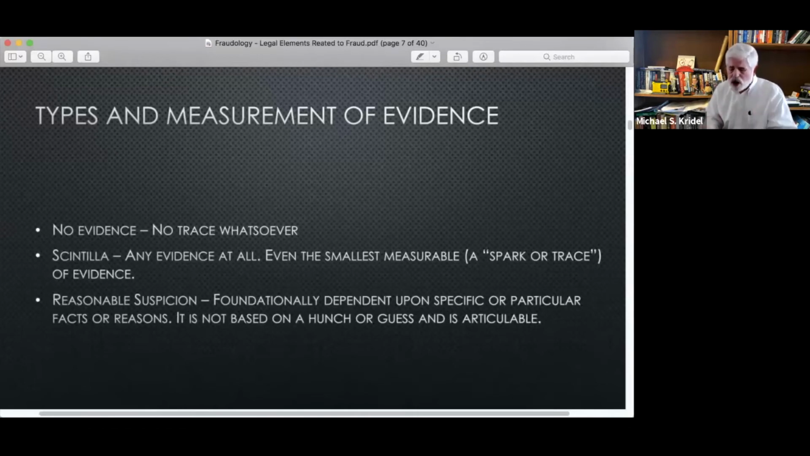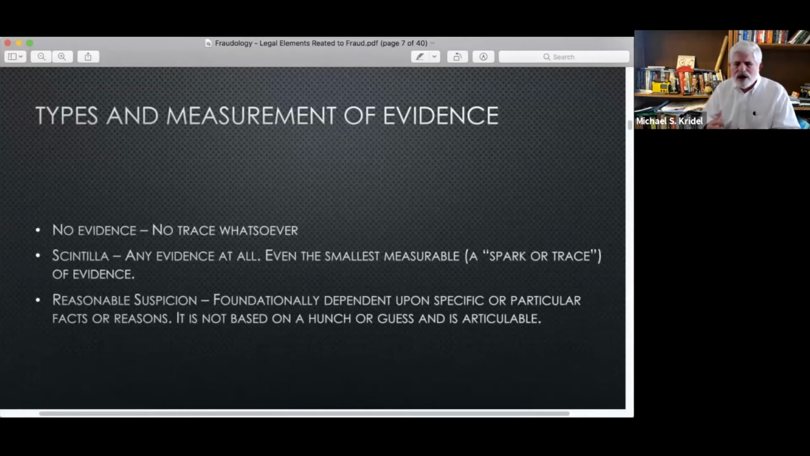It is the initial slightest clue. It can be a behavior, it can be a document, it can be something tangible, it can be a video, it can be a tape recording, it can be a misplaced password to a file. It's the smallest measurable evidence going forward. Once you accumulate enough scintilla of evidence, you can start to approach reasonable suspicion. That is foundationally dependent on specific or particular facts or reasons.